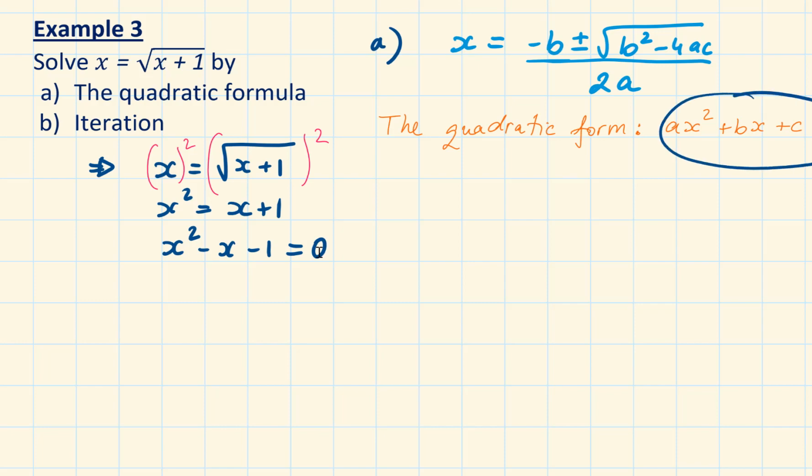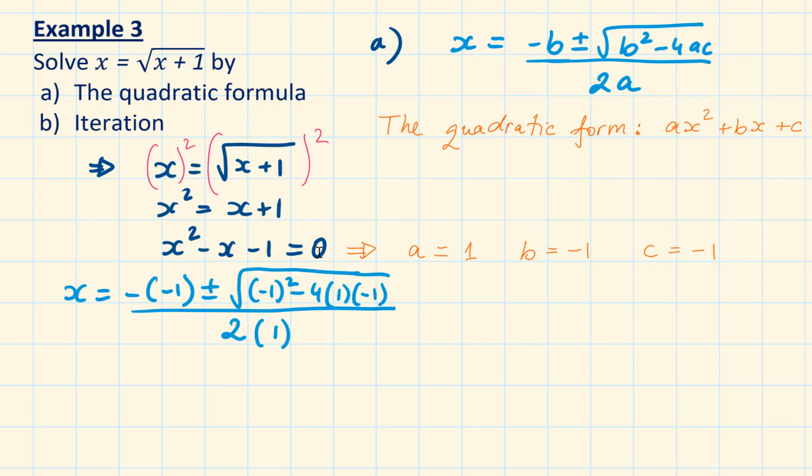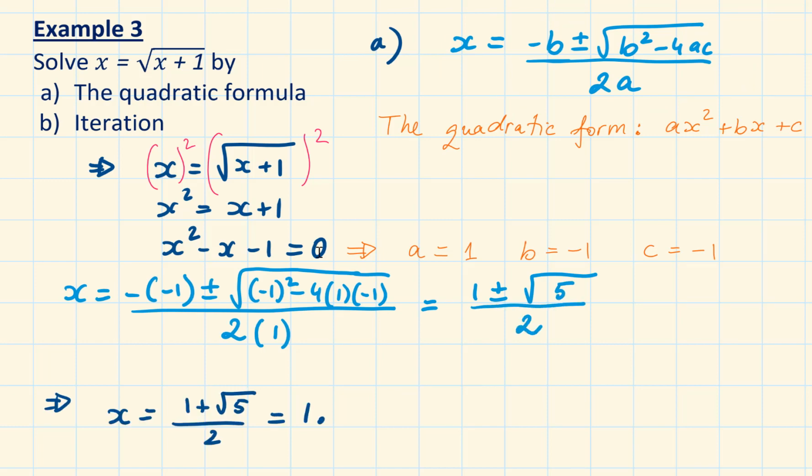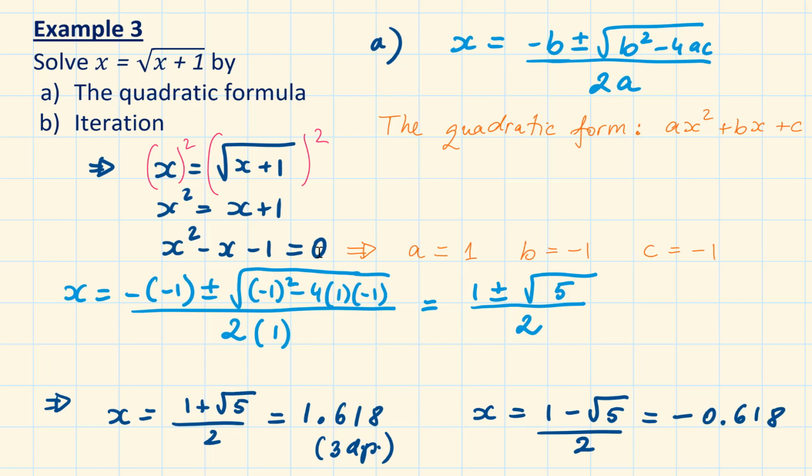By comparing coefficients, we can see that our a is equal to 1. The coefficient of x is equal to minus 1, that's our b, and our c is equal to minus 1. Now we can plug in these values into the quadratic formula. This gets simplified as 1 plus or minus square root of 5 over 2, giving us the two values of x, which are 1.618 to 3 decimal places and minus 0.618.